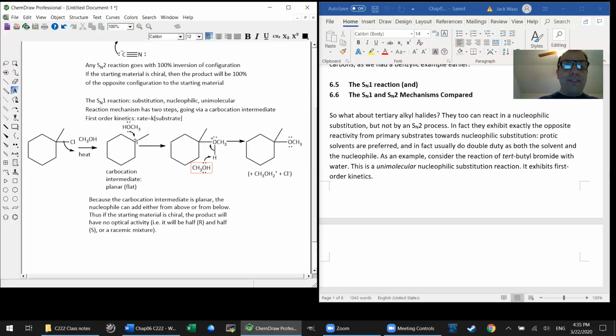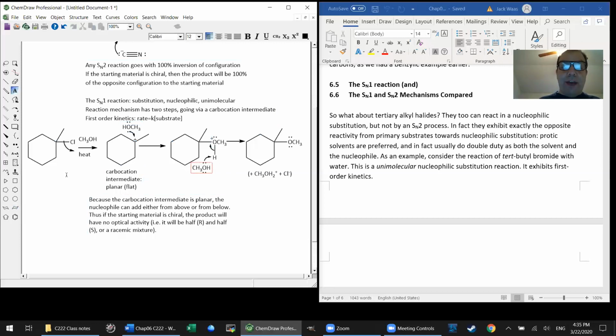And what that means is that this species is planar at the carbocation carbon. It's flat. And thus, the methanol, our nucleophile and our solvent, when it attacks our carbocation, it can come either from above the carbocation or from below the carbocation equally well. And so when it does so, that means that if the starting material was chiral, our product is going to lack optical activity.